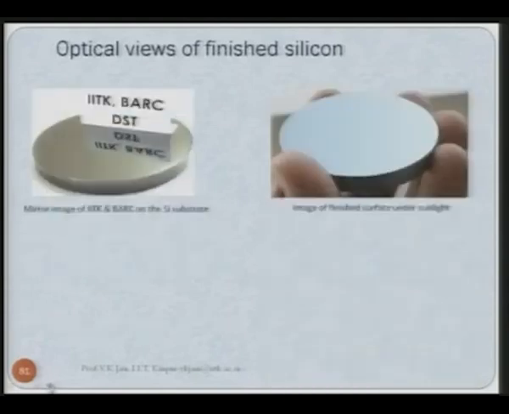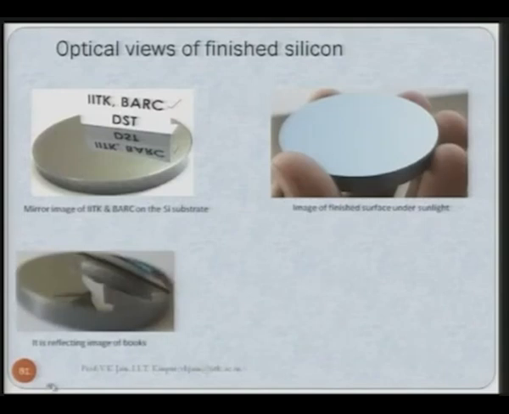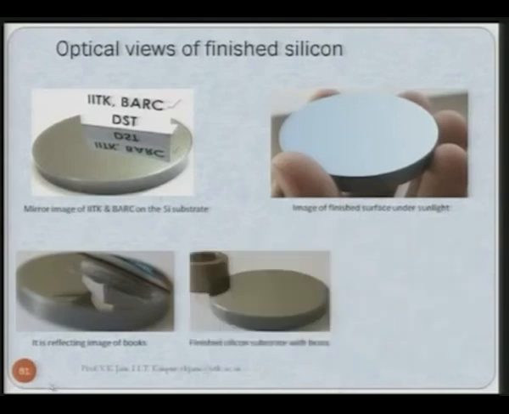You can see the reflection of the surface, the reflecting surface. We kept this IIT Kharagpur DST written on a piece of paper, and we could clearly see the reflection of these words on the finished surface, and the image of the finished surface under sunlight can also be seen, how well it is shining. Now, there is another, some books were kept, and you can clearly see the reflection of those books, or here is a metallic piece and its reflection can be shown over here.